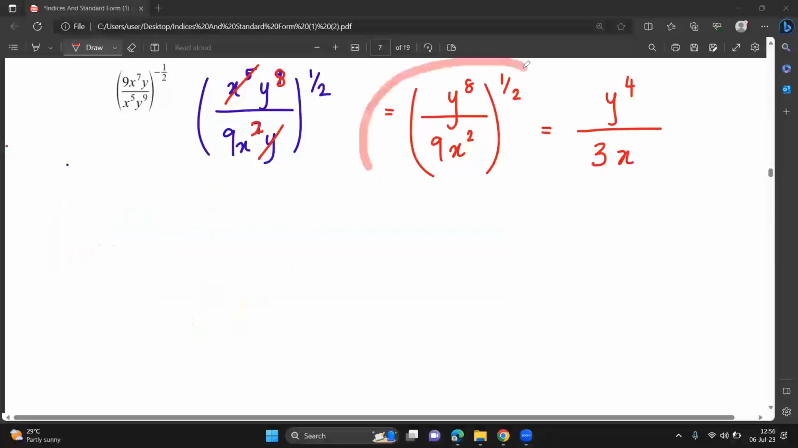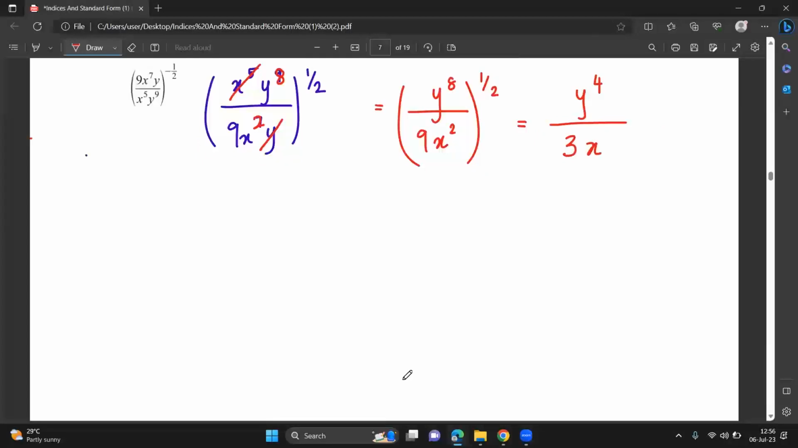Now, isn't this what you've arrived at? Yes or no? 8 into half is 4. 2 into half is 1. 9 to the power half is 3. Yes or no? Okay.